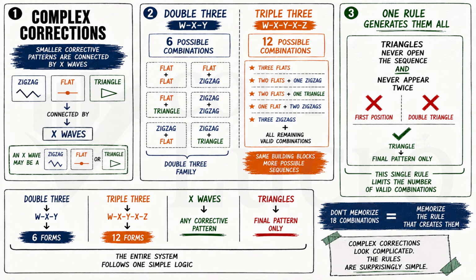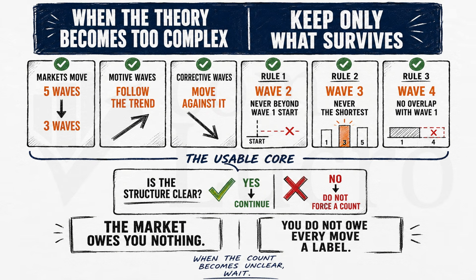and you don't have to memorize 18 combinations, because a single rule generates all of them. A triangle never opens the sequence, and never appears twice. It only shows up as the final pattern. That's what caps the doubles at 6 and the triples at 12. It's also the honest warning about this corner of the theory. Applied live, across several wave degrees at once, this is where charts stop clarifying and start overwhelming.